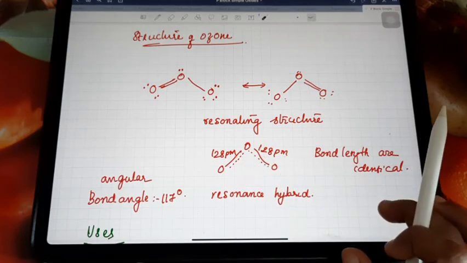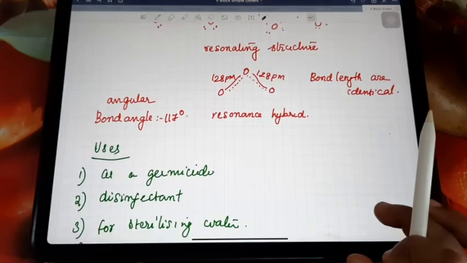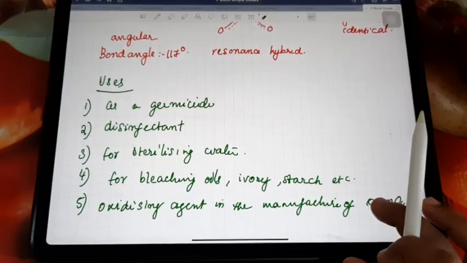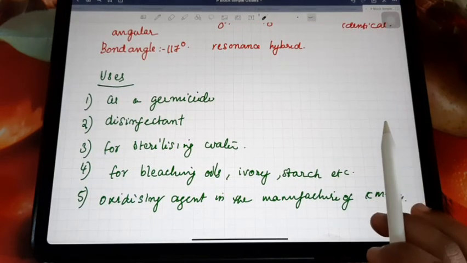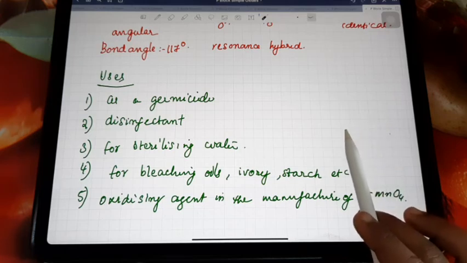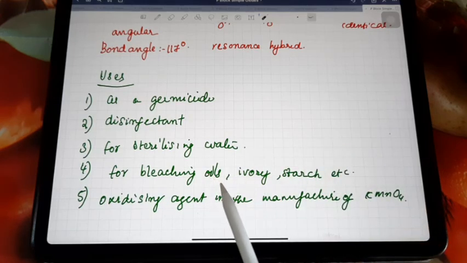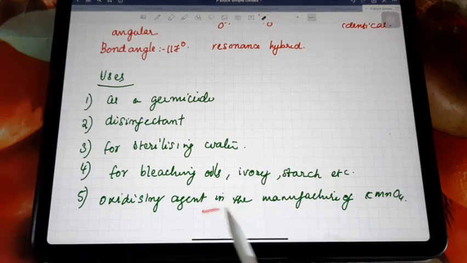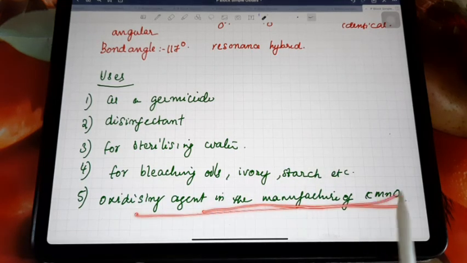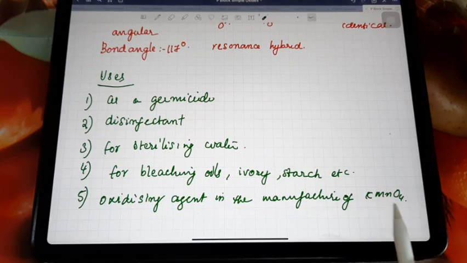Right, and now we can discuss the uses. It is used as a germicide and as a disinfectant. For sterilizing water we use this ozone, and for the bleaching of oils, ivory and also starch we use this ozone. And one of the important uses is that it acts as an oxidizing agent for the manufacturing of KMnO4.